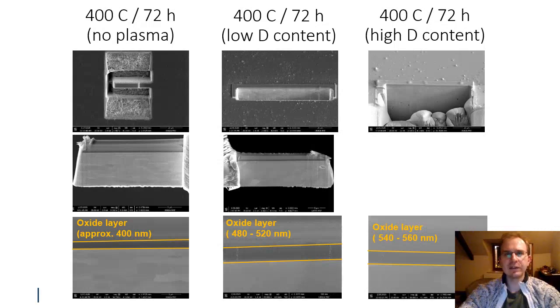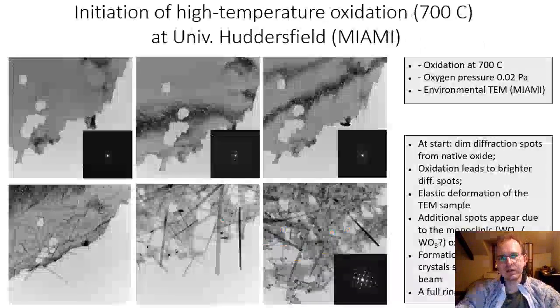pancake-type grains. And for the plasma-exposed samples that initially had recrystallized grains, we've seen a formation of an oxide layer 480 to 520 nanometers thick at low deuterium content, which changed to 540 to 560 nanometers at high deuterium content. So there was some dependence on the deuterium content in this case.